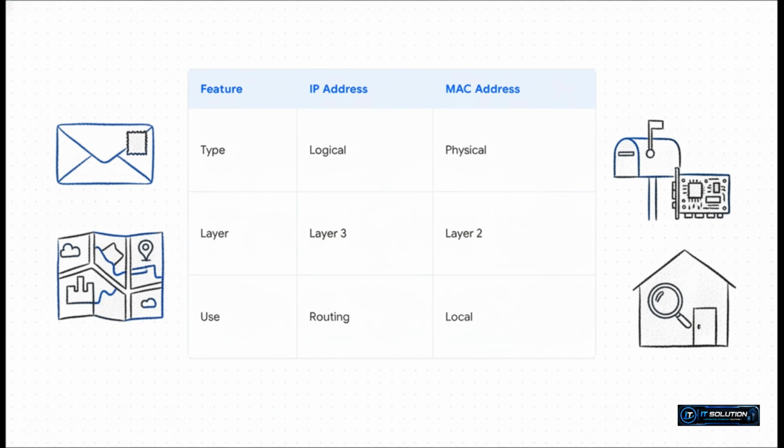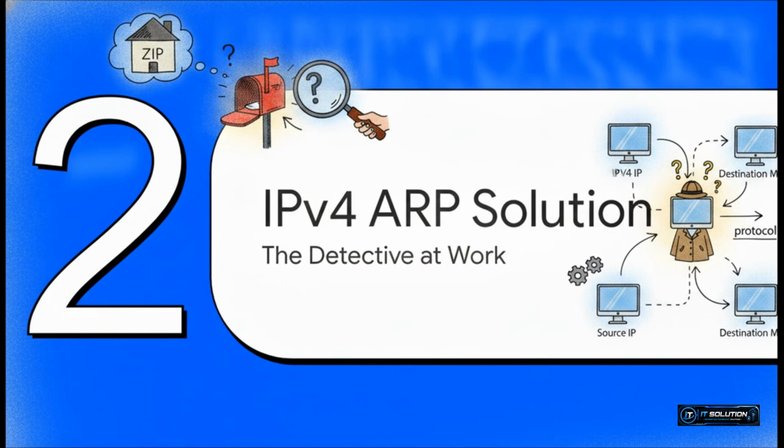But the MAC address, that is physical. It operates down at layer 2 and is permanently burned right into the device's network card. It handles local delivery. So in our analogy, the MAC address is the actual physical mailbox hammered into the ground in front of the house. You absolutely need the zip code to reach the neighborhood, but you need the physical mailbox to actually drop the letter off.